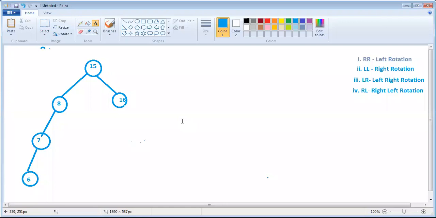Then we can make 8 a node, and 15 is the right side, and 16 is the right side of 15, and then 7 is the left side of 8, and 6 is the left side of 7. Then okay, we'll wait for others.